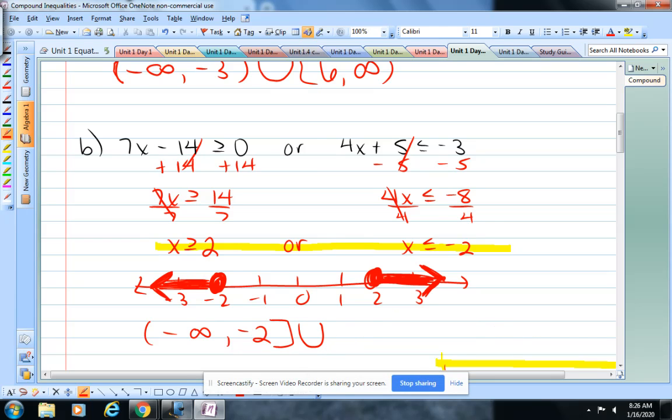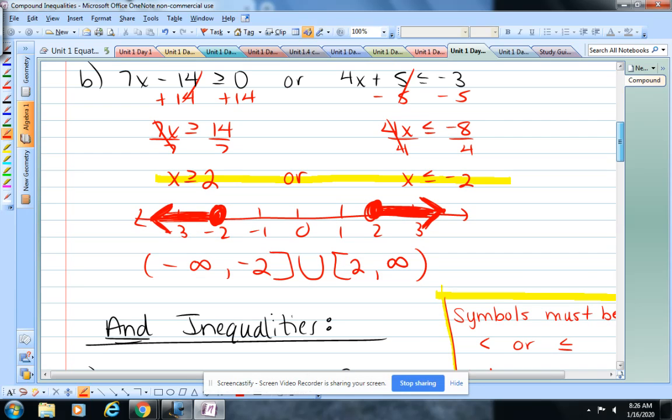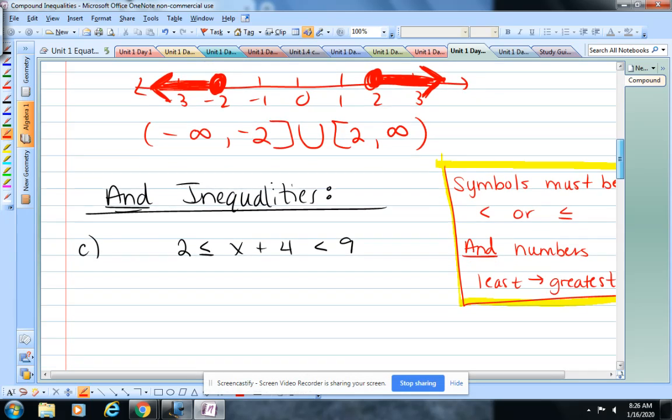So what's the left boundary on the second graph? Bracket, +2, comma, infinity. What symbol? Parentheses. And y'all, that's it for an OR. You just solve two of them, put them on the same number line. They should go in opposite directions. And for interval notation, do them separately with a U. Okay? That's an OR. So now let's talk about ands.